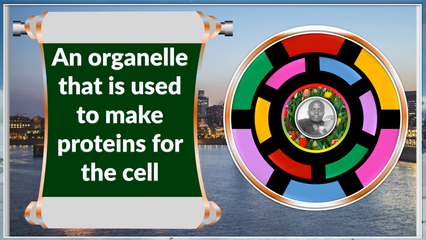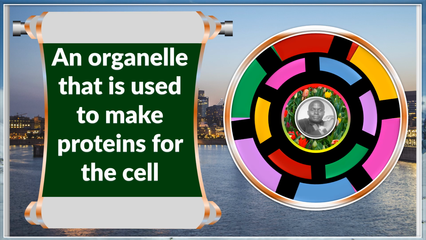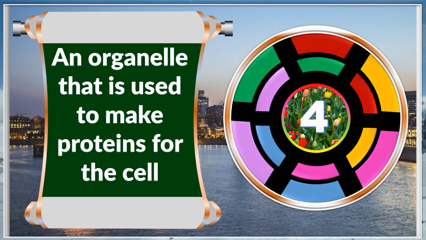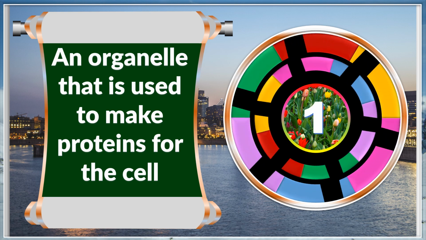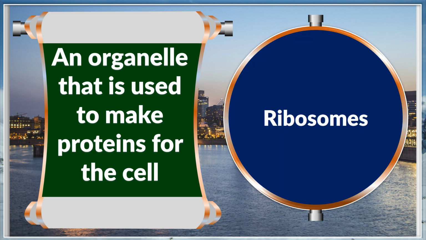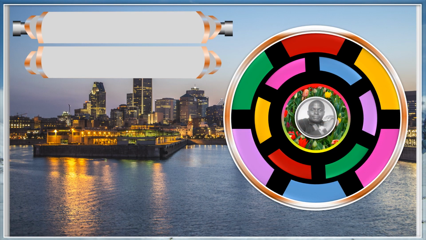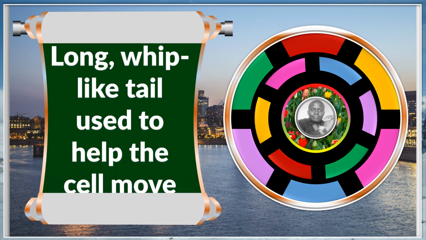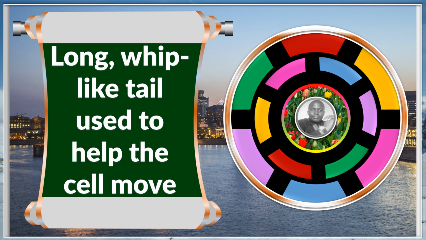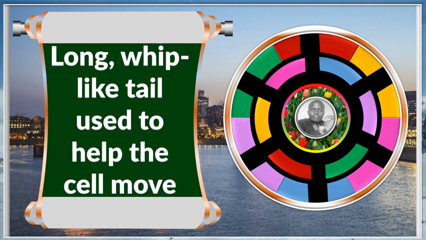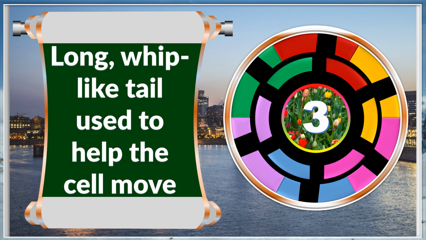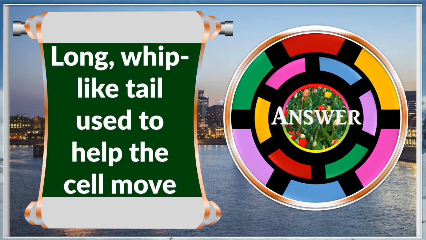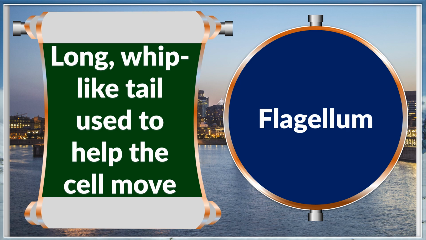An organelle that is used to make proteins for the cell. Ribosomes. Long, whip-like tail used to help the cell move. Flagellum.